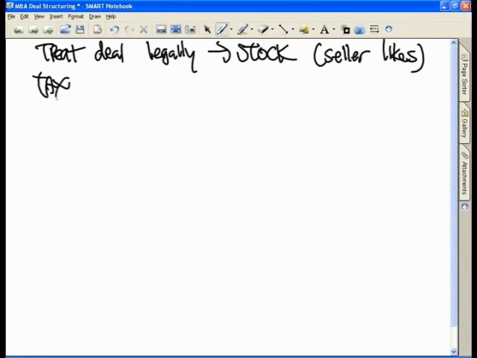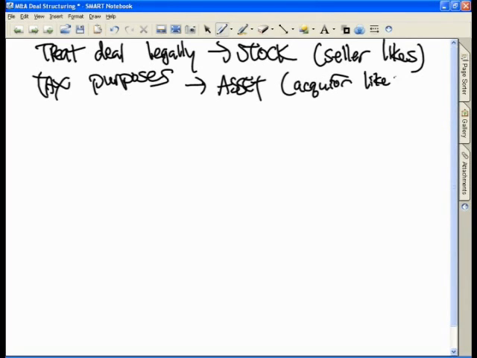But for tax purposes, and now I'm going to refer more specifically to the U.S. tax code, and for other developed countries who have thought through this on their tax code, they may have something similar. But for now, this refers to the United States. However, the concepts that we talk about here are applicable no matter where you are. For tax purposes, treat it like an asset deal. The acquirer likes this because they get the step up in basis. This is called a 338(h)(10) election in the United States.